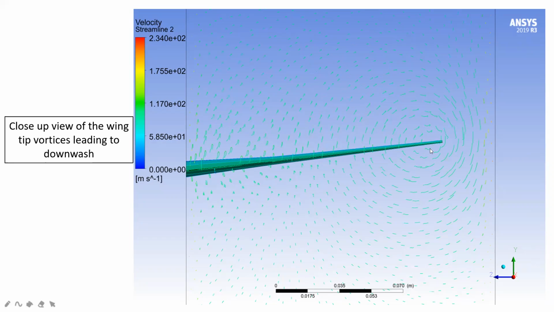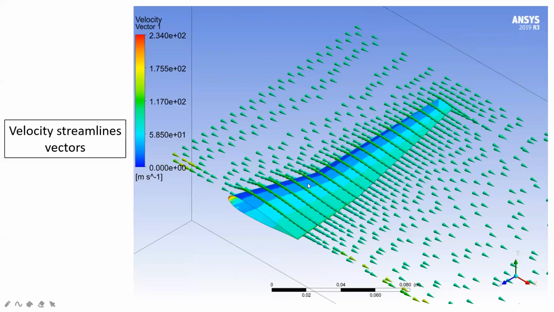Suppose in this domain there were no wing, you would see that, instead of forming this kind of vortices, it will be green dots, which indicates that they are entering and leaving in a straight line. So next, if you look at the velocity streamline vectors, they take the shape of the airfoil and it moves on.